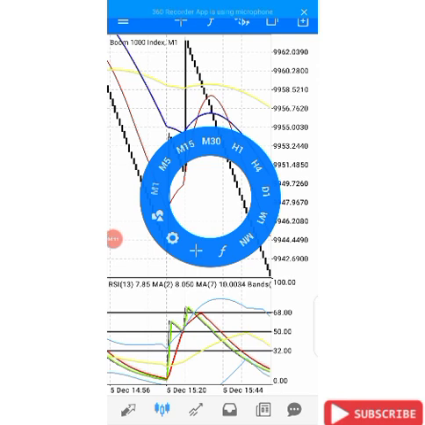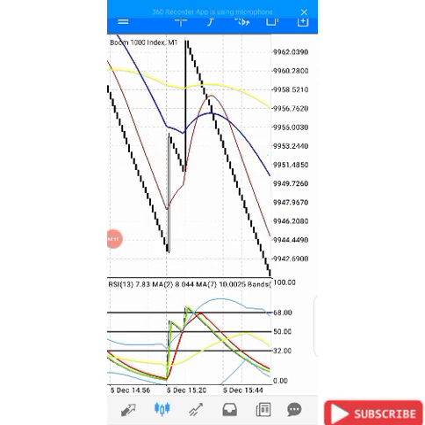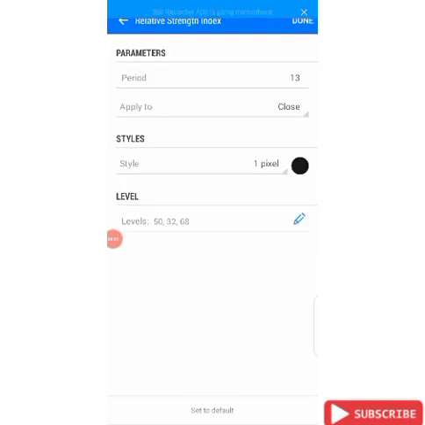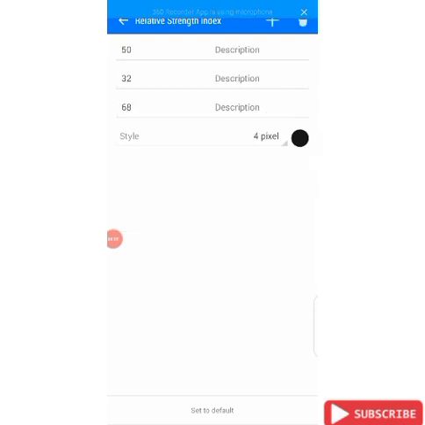So the settings of this TDI. The first one that you are going to add is the Relative Strength Index, which is RSI. We are using period 13. Apply to close. Style should be 1 pixel. Levels should be 50, 32, and 68. Then click back to done.